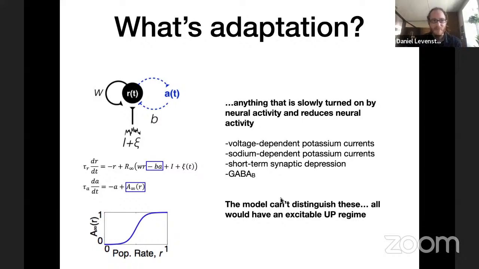But I thought at this point that this is where this project ends. We've done our job. We've laid out at least a general theory of the dynamics and its possibilities, and now we can pass it off to experimentalists, and they can go figure out which of these sources is actually adaptation that's producing the slow waves. But then I started my postdoc with this guy, Bastian Pietras.